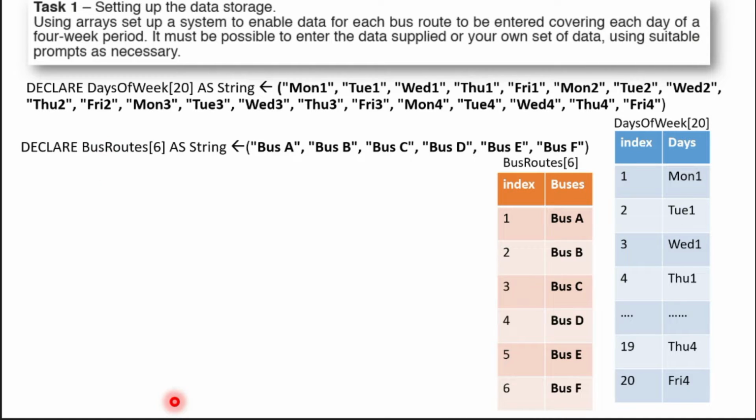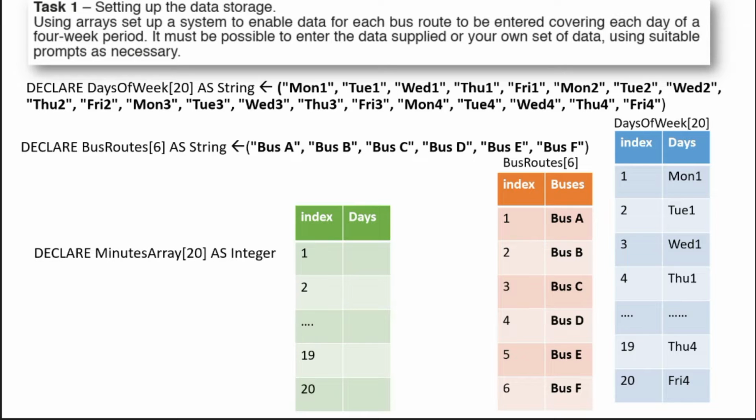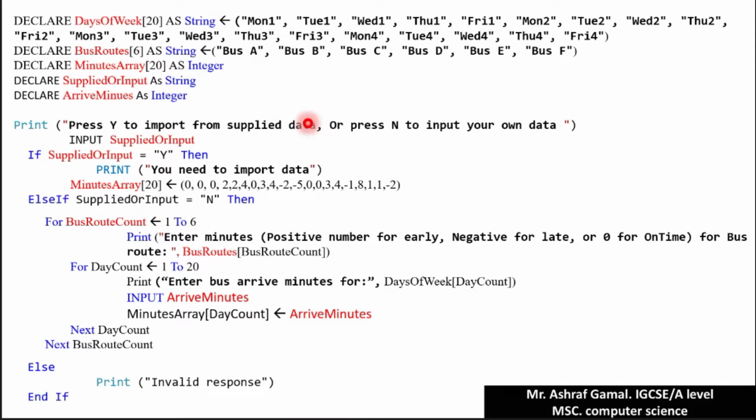And then we declared another array, which is an empty array to store the arrival minutes. We gave the name minutes array, and this is going to be of integer data type. It's going to have 20 elements. This is the declaration of the 3 arrays, and then we declared another variable which has the string data type, and it's going to store the response of the user, which is going to be Y for yes, N for no, and there's a prompt message: press Y to import from supplied data, or N to input your own data. Then the user input is going to be stored inside the variable supplied or not.